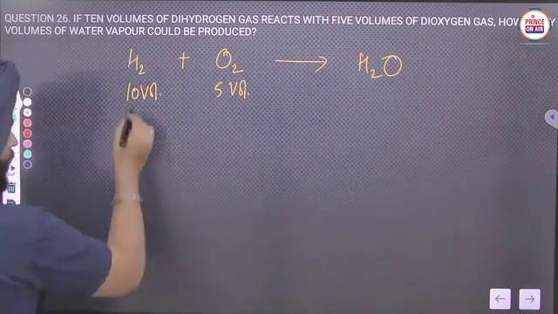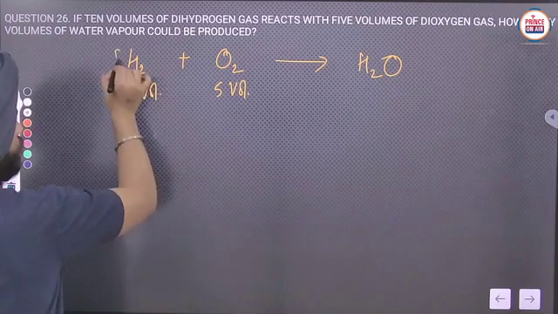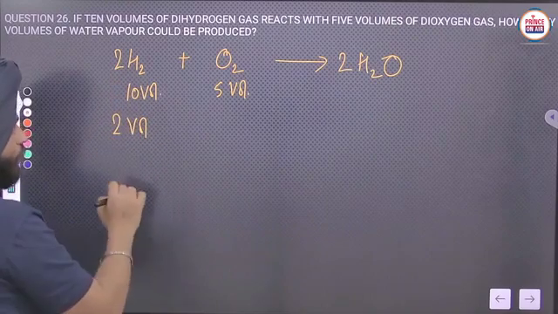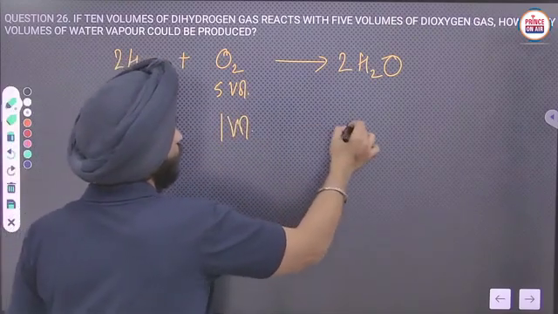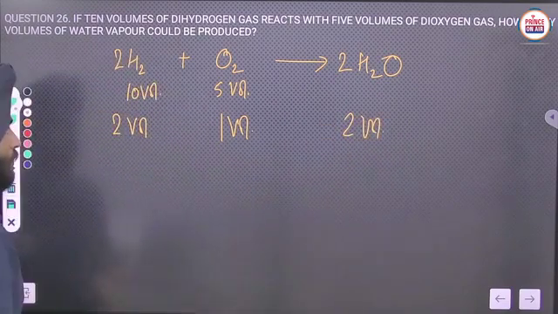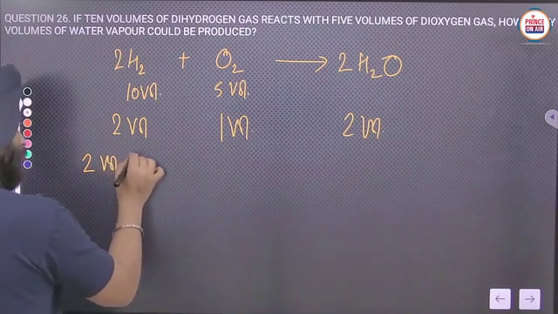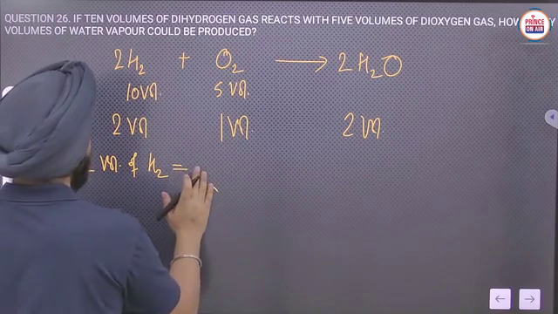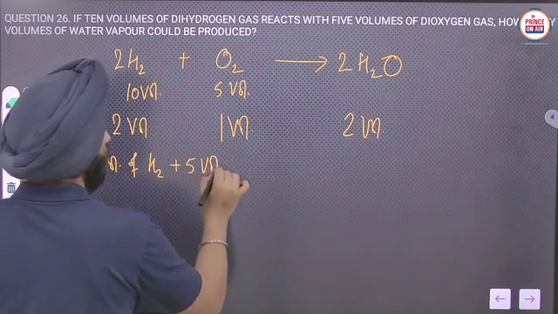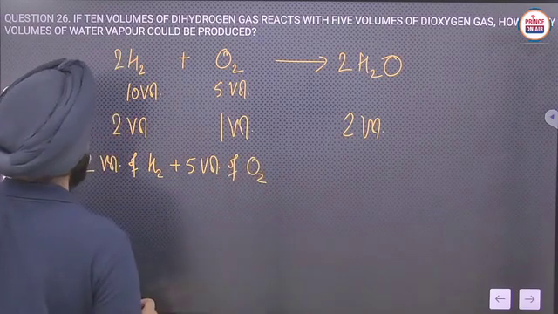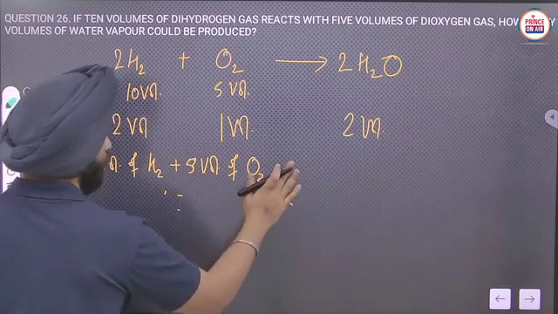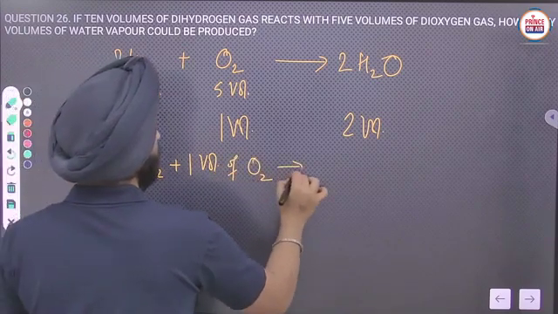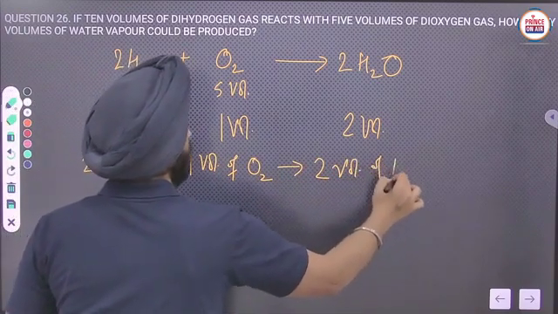Okay then. In that particular case, we firstly have to balance that equation. So it will be balanced now. Here two volumes of hydrogen react with one volume of oxygen to produce two volumes of water. So for two volumes of hydrogen, there will be a requirement of 1 volume of oxygen, and it will form 2 volumes of water.